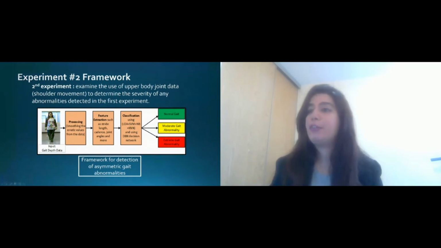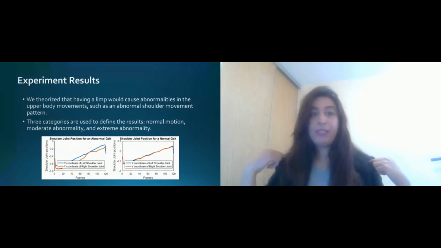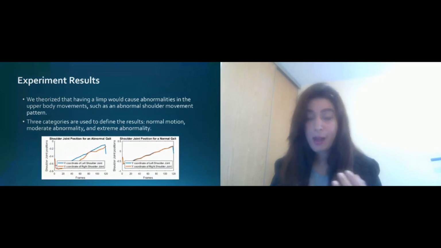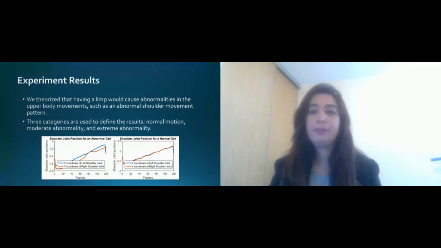If you can see here from this figure, we got the input data, we processed it with the same procedure, we extracted the features, and then we used the classifiers to determine if we have a moderate gait abnormality or extreme gait abnormality. We theorized that having a limp would cause abnormalities in the upper body movement, such as an abnormal shoulder movement pattern. So 3 categories are used to define the results: normal motion, moderate abnormality, and extreme abnormality.